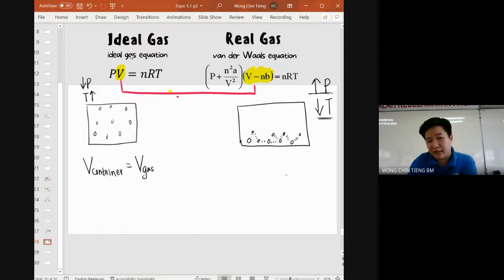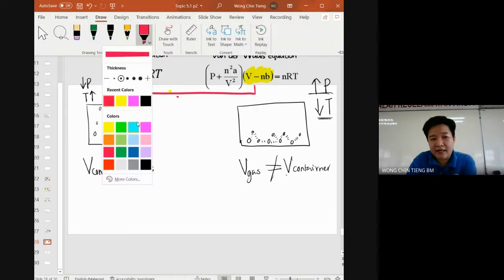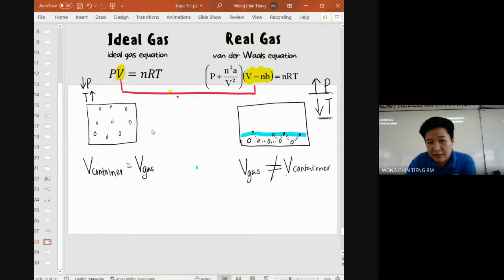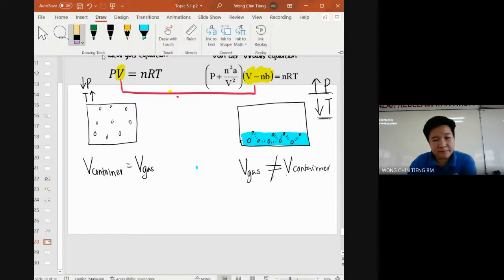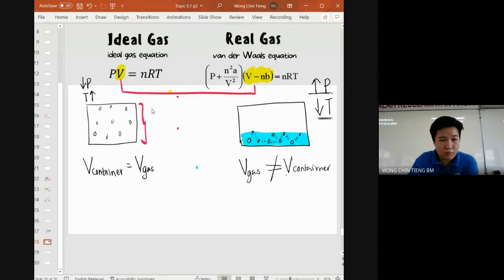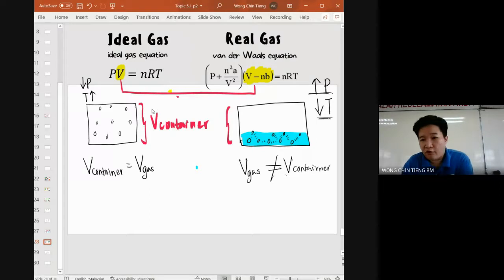And therefore, I hope you can see the volume of the gas is not equal to the volume of the container, because the volume of the gas is only here. This is only where my gas is located. Right? Okay? See? This is only where my gas is located. So when this is the only place where my gas is located, therefore, this is the volume of container. This is also the volume of container.